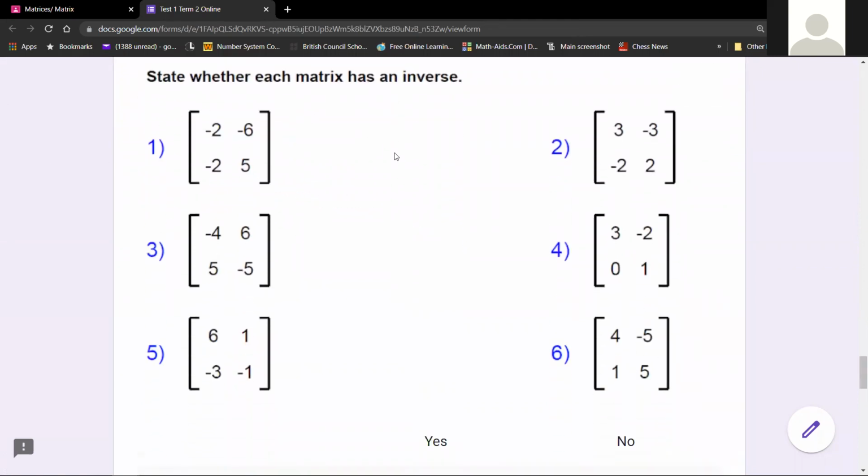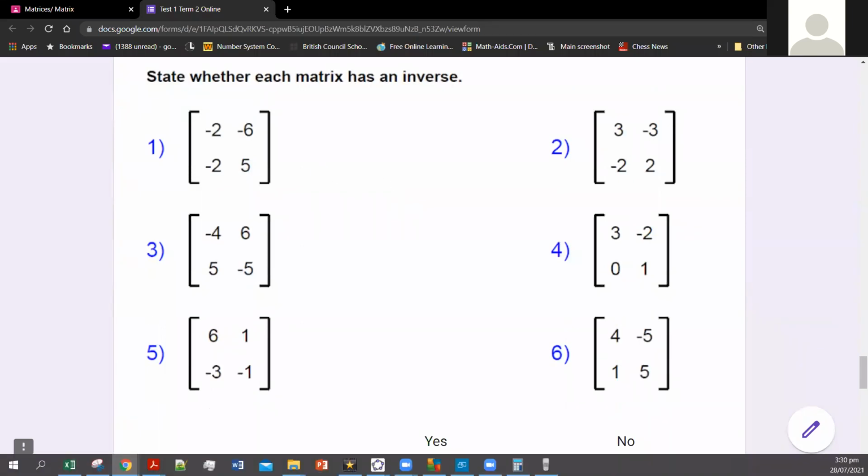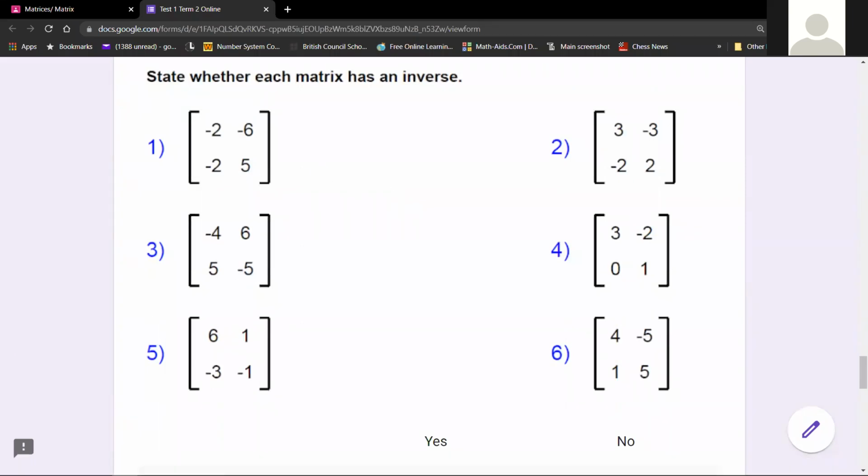So in this part here, we just needed to check if it has an inverse or not. So I will be doing this very fast, because for all of these questions over here, you just needed to find out if the determinant is not 0. So this is just basically a determinant exercise. So do cross multiplication and you subtract each other. If it's not 0, there is an inverse. If it's 0, there is no inverse.